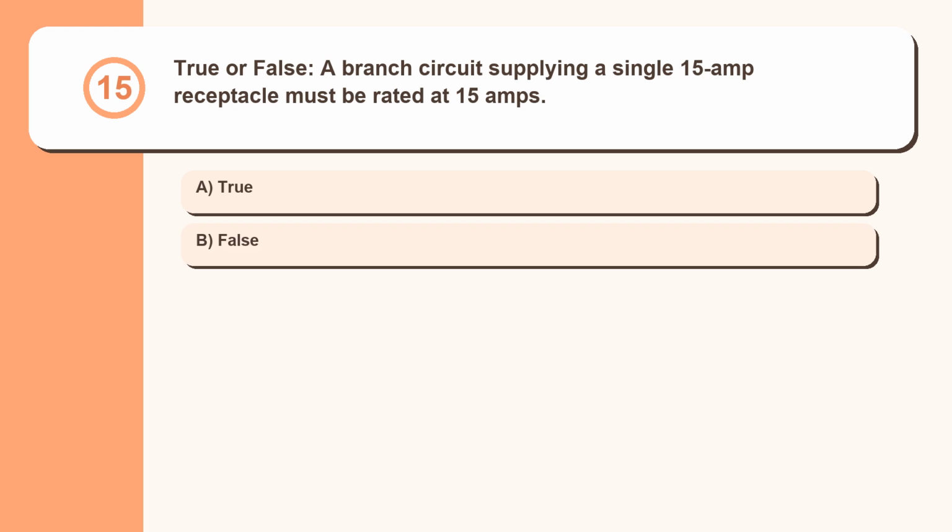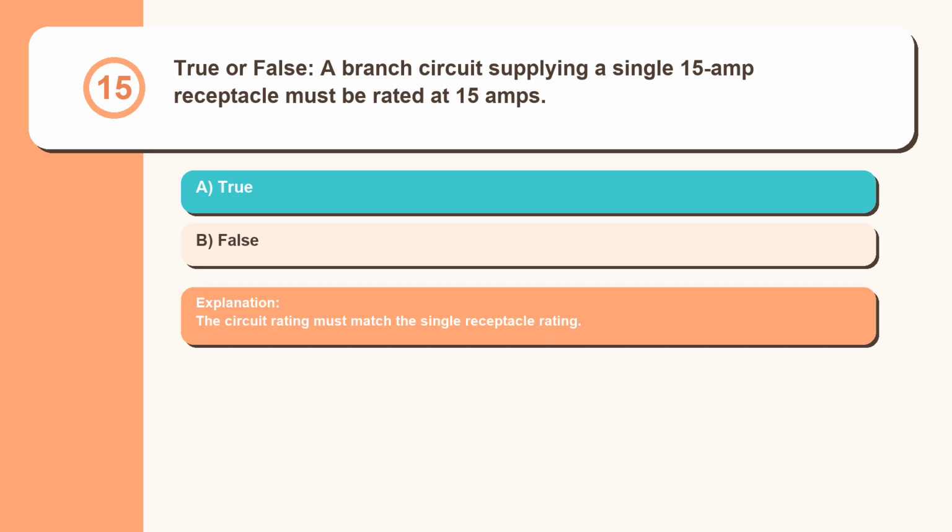Question 15. True or false, a branch circuit supplying a single 15 amp receptacle must be rated at 15 amps. True. False. The circuit rating must match the single receptacle rating.